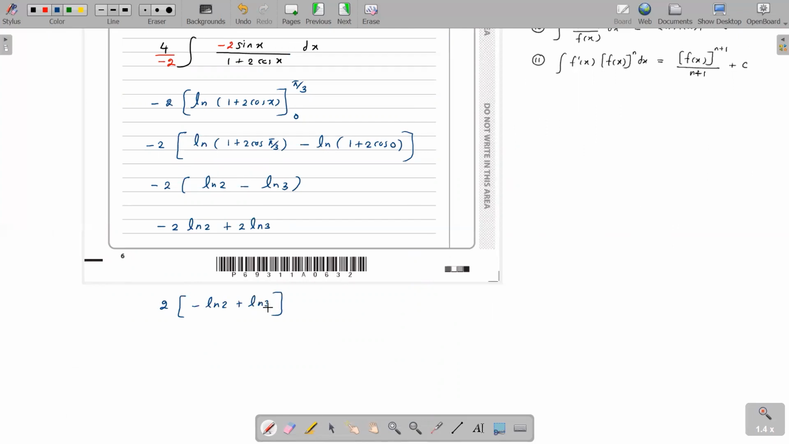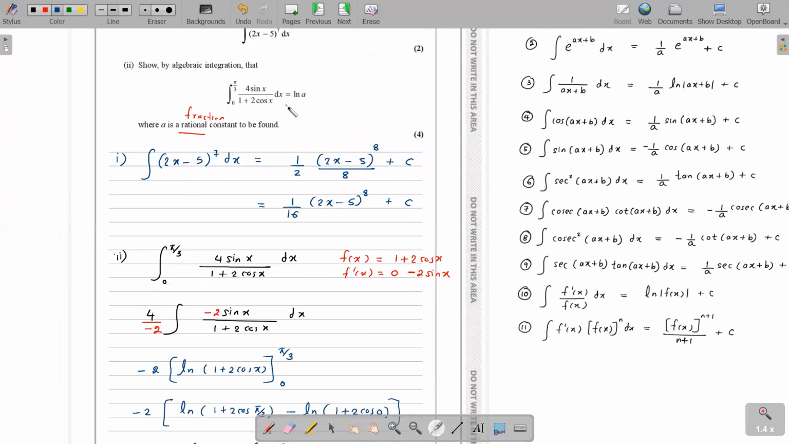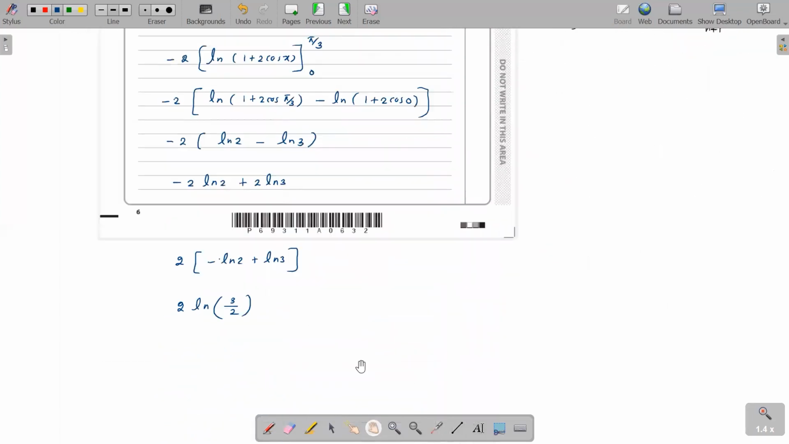We can do this in many ways. So I get 2 times the subtraction of two logarithms, which is a division. Under a single logarithm, the positive logarithm comes on top, the negative one comes down. Is this the answer format they have given? No, their answer doesn't have any number in front of the ln, so we need to take the 2 inside. When it goes inside the logarithm, it becomes a power. So ln of 3 over 2 to the power 2, which means ln 9 over 4. So this is the answer.